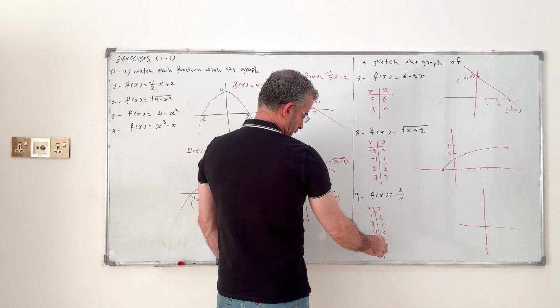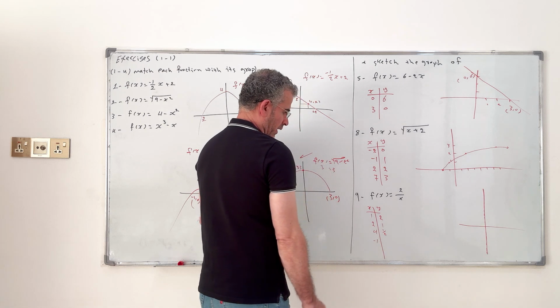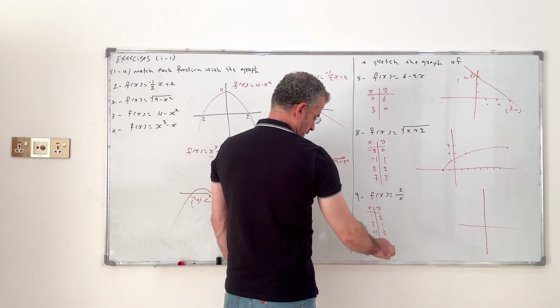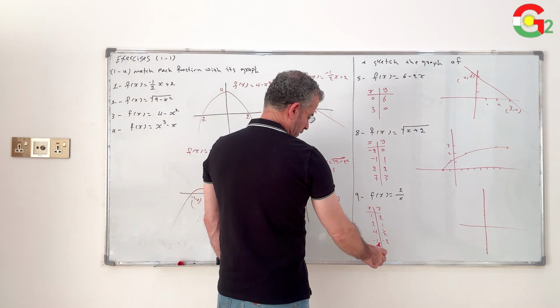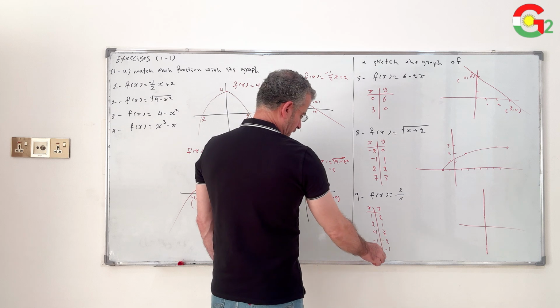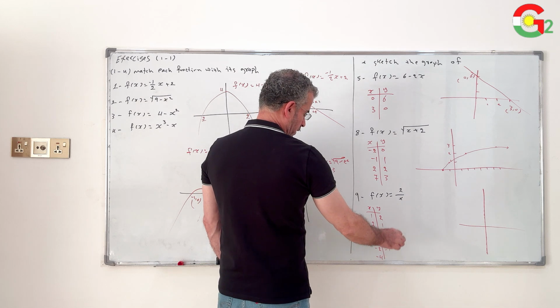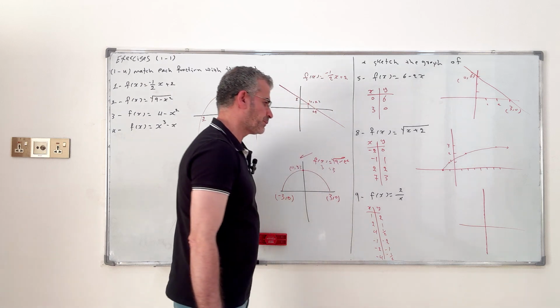Then I take negative 1. When x equals negative 1, y is negative 2. When x equals negative 2, it is negative 1. When x equals negative 4, it is negative 1 half.